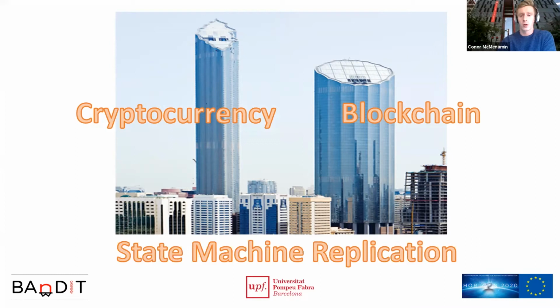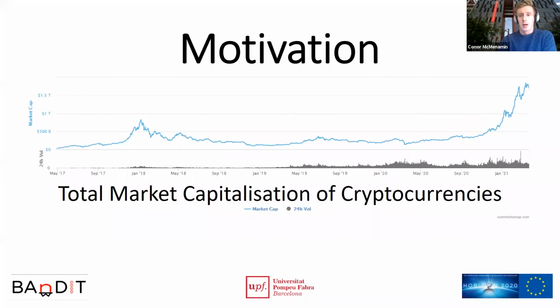It's the core protocol which allows cryptocurrencies to exist, and the reason why they're so successful right now. Building on the motivation, I always include this graph, and every time I include it, I have to extend the screen a little bit further, because cryptocurrencies aren't going down. The total market capitalization of cryptocurrencies has gone over $1.5 trillion.